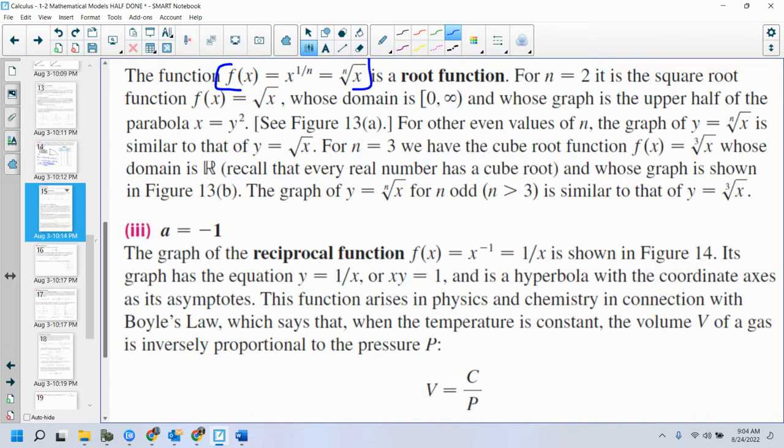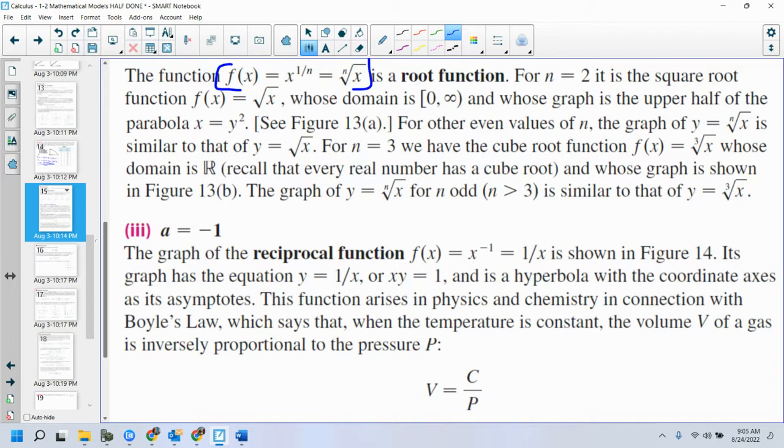We said, okay, well, what happens if x is raised to the negative first power? And we had this inverse variation. 1 over x, our most basic hyperbola. Its graph is the equation y is equal to 1 over x, or xy equals 1. It's a hyperbola with the coordinate axis as its asymptotes.